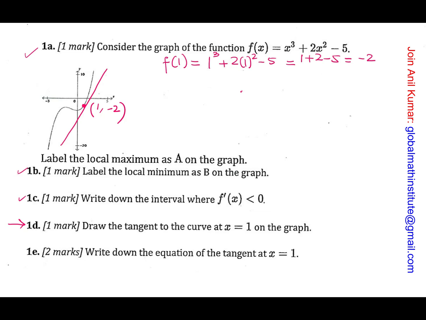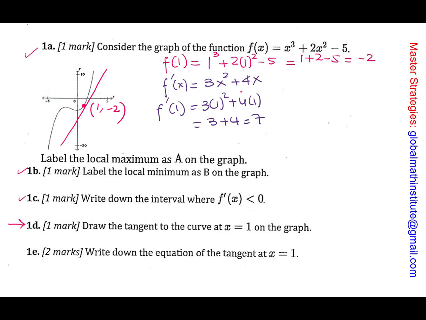Now, part E is write down the equation of the tangent at x equals 1. For the equation of the tangent, you need the slope also, right? So the gradient, as we worked out earlier, is 3x squared plus 4x. Now at x equals 1, it'll be 3 times 1 squared plus 4 times 1, which is 3 plus 4, or 7. So the gradient here is 7, right?